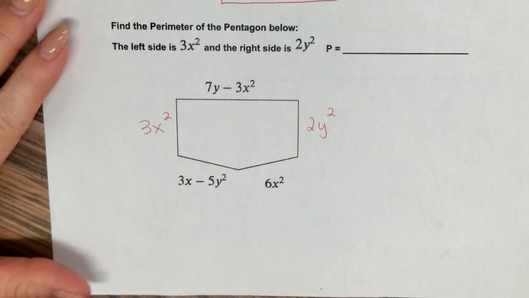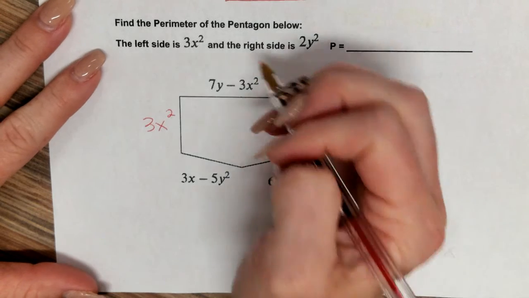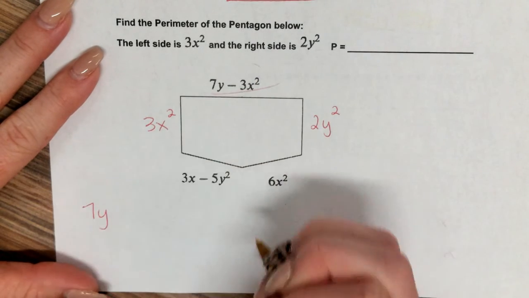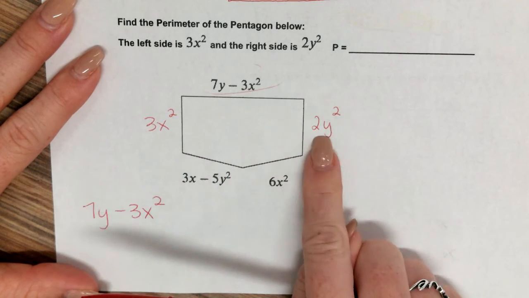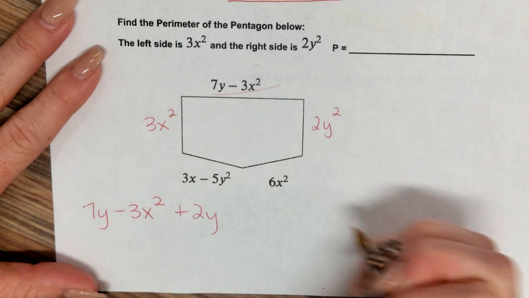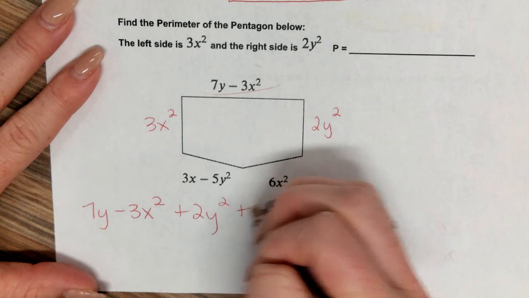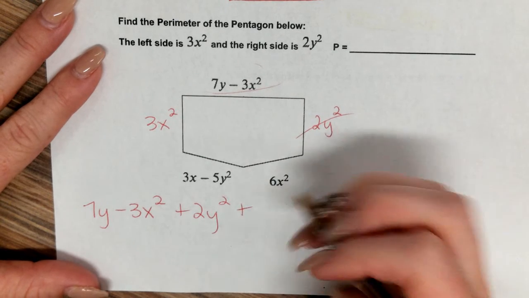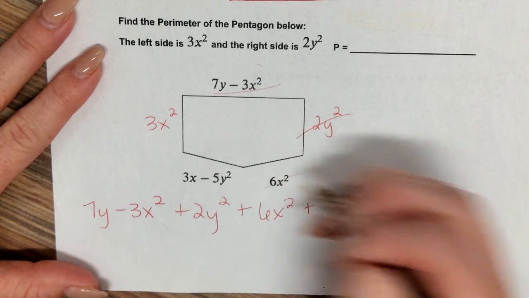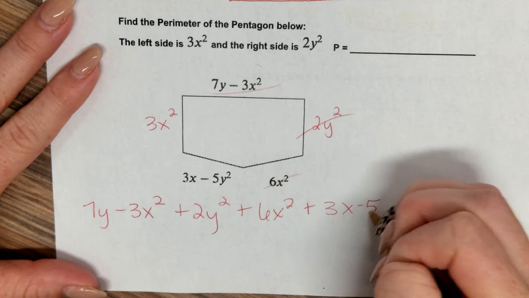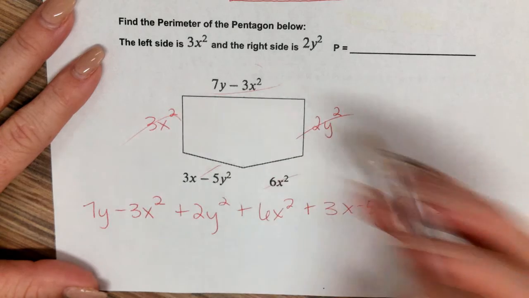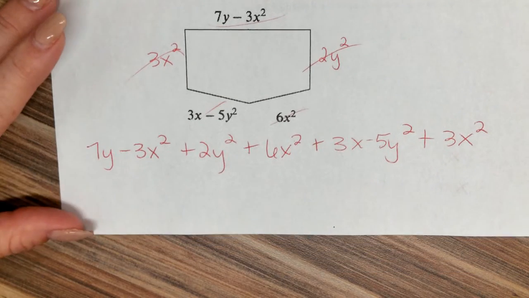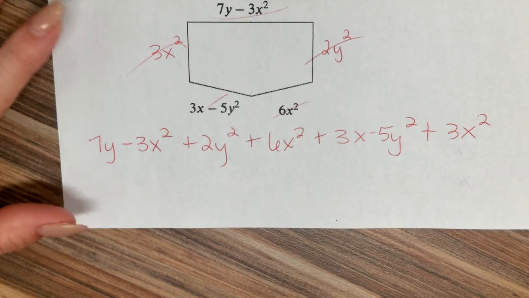Here we go. I'm going to just start here. I have 7y minus 3x squared, and I'm just going to go clockwise, plus 2y squared, plus 6x squared, plus 3x minus 5y squared, plus 3x squared. That was easy. Now what do I need to do?